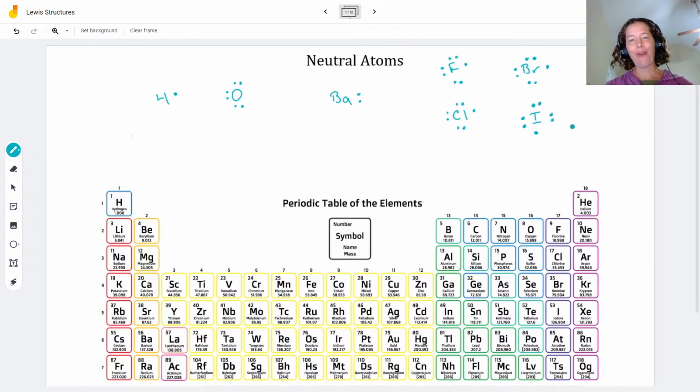So we've done our core and valence electrons. We've counted them. We found our patterns. We have done our neutral atoms here. Now let's talk about what happens with ions, because now we start changing up electrons.